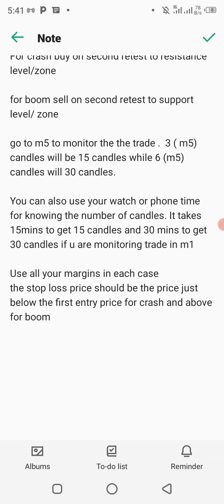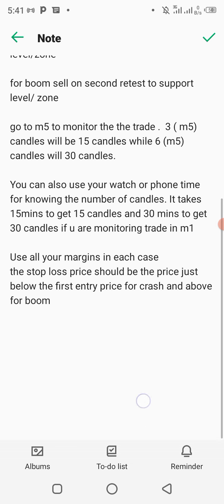You can also use your watch or your phone time for knowing the number of candles. It takes 15 minutes to get 15 candles if we are basing our counting on M1, and 30 minutes to get 30 candles. Use all your margin in this case.